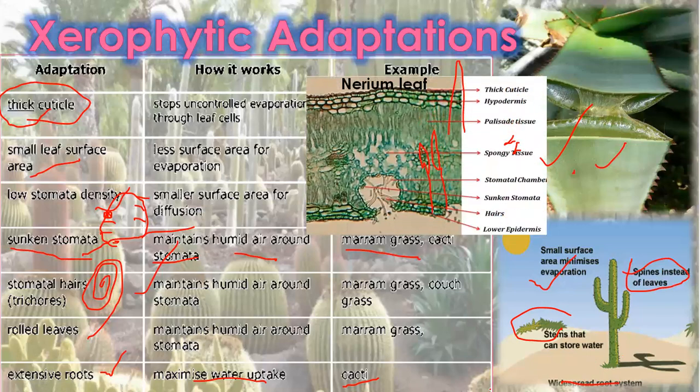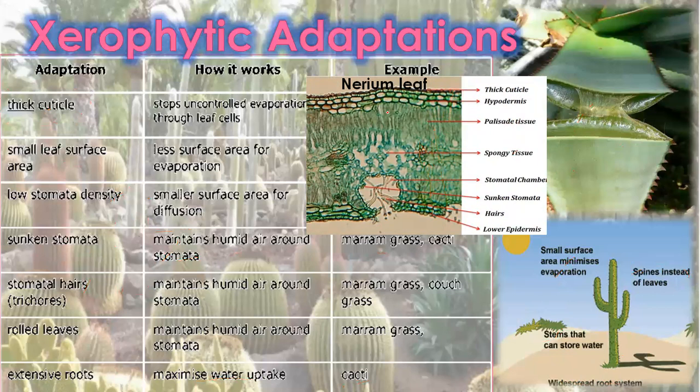If you see here in this diagram, we can see that it is a nerium leaf, and you can see here stomatal hair. This is the lower epidermis, this is the upper epidermis. Here is the thick cuticle, and it also has hypodermis, other layers of epidermis to make this epidermis more thick, so that there must not be evaporation.